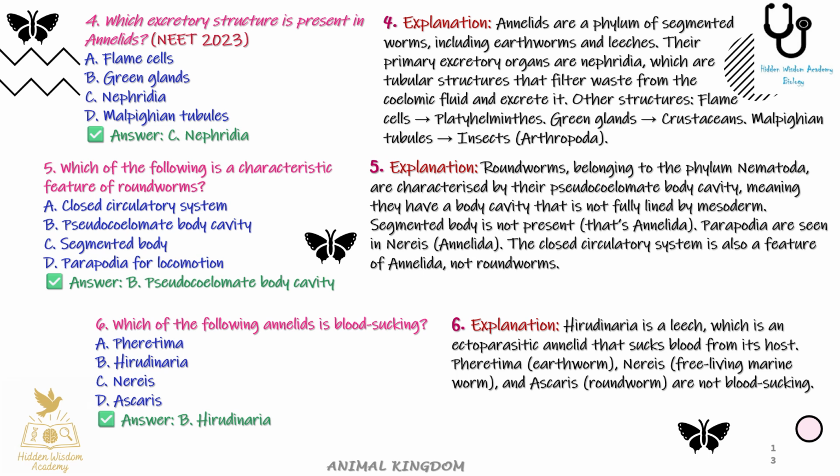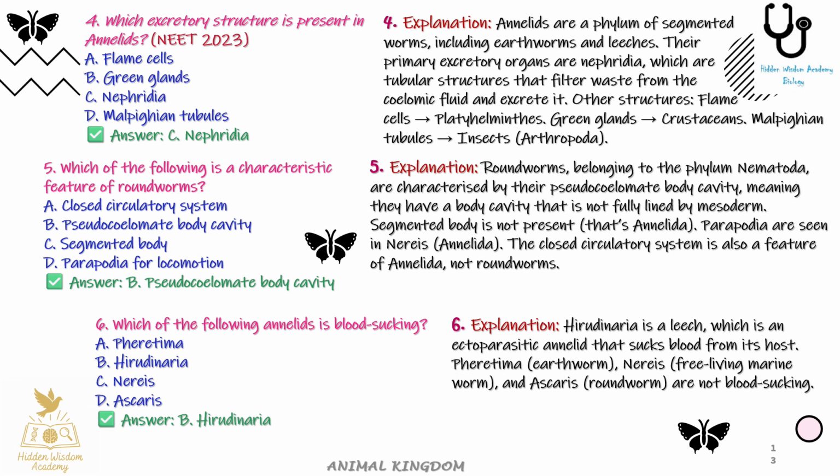Question 5. Which of the following is a characteristic feature of roundworms? Option A, closed circulatory system. Option B, pseudocoelomate body cavity. Option C, segmented body. Option D, parapodia for locomotion.